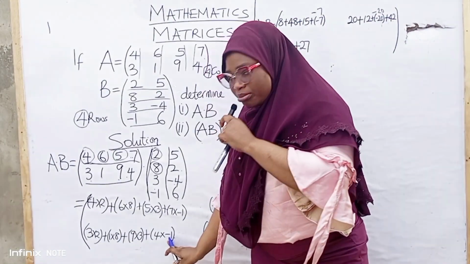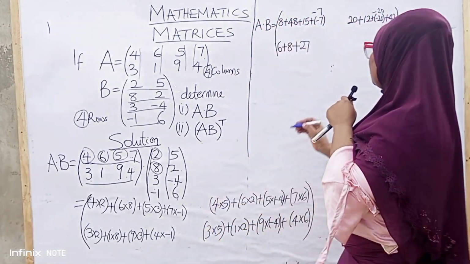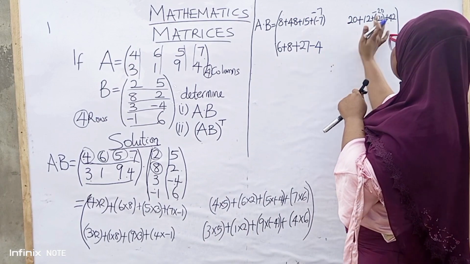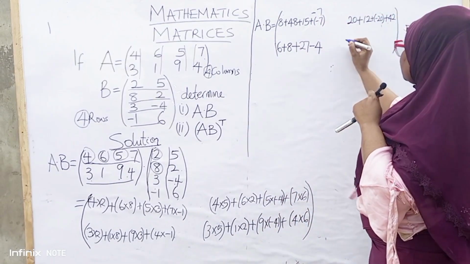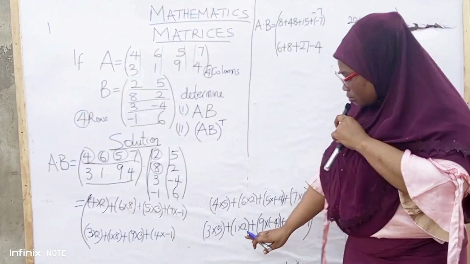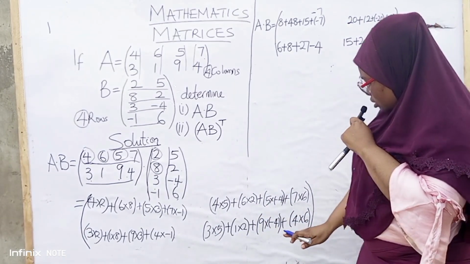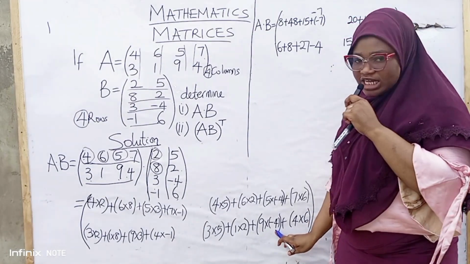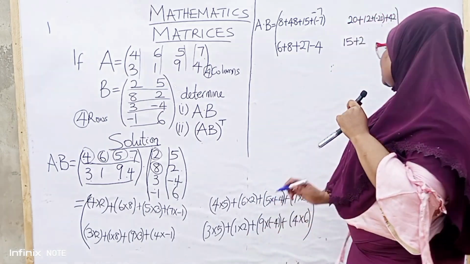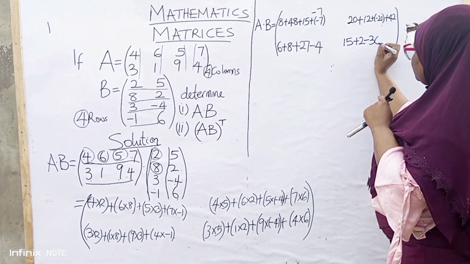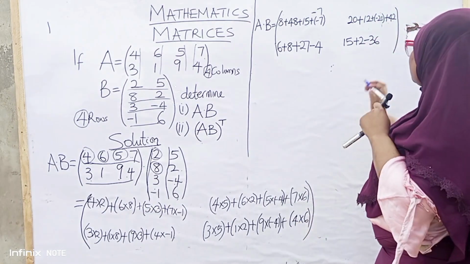4 multiplied by minus 1, minus 4. So plus multiplied by minus 4 gives us minus 4. So here is minus 4. 3 multiplied by 5, 15. This side. Plus 1 multiplied by 2, 2 plus 2. 9 multiplied by minus 4, that is minus 36. Minus 36 multiplied by plus gives us minus 36. So minus 36 here. Plus 4 multiplied by 6, 24. So plus 24.